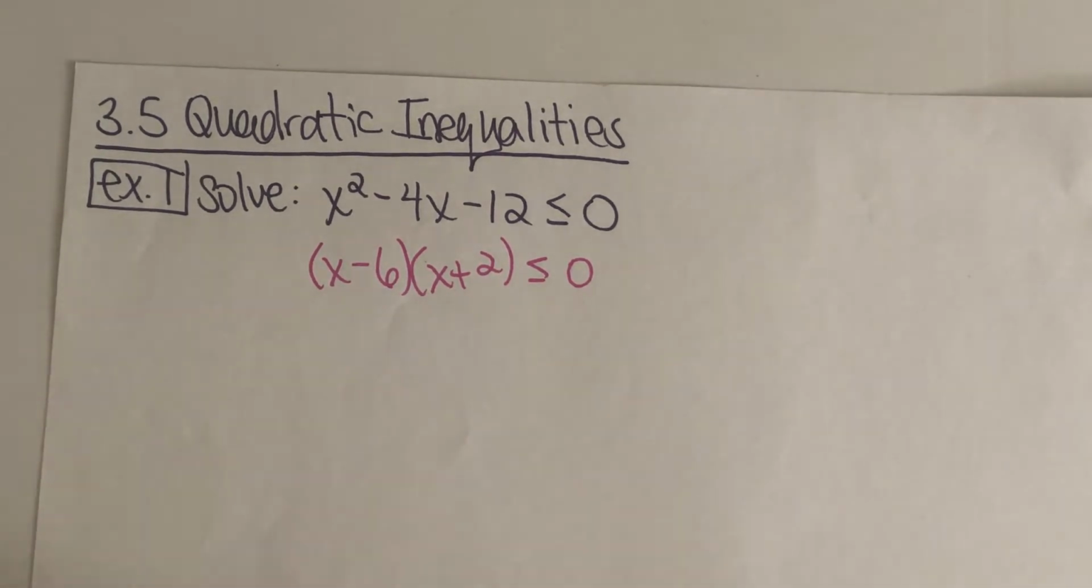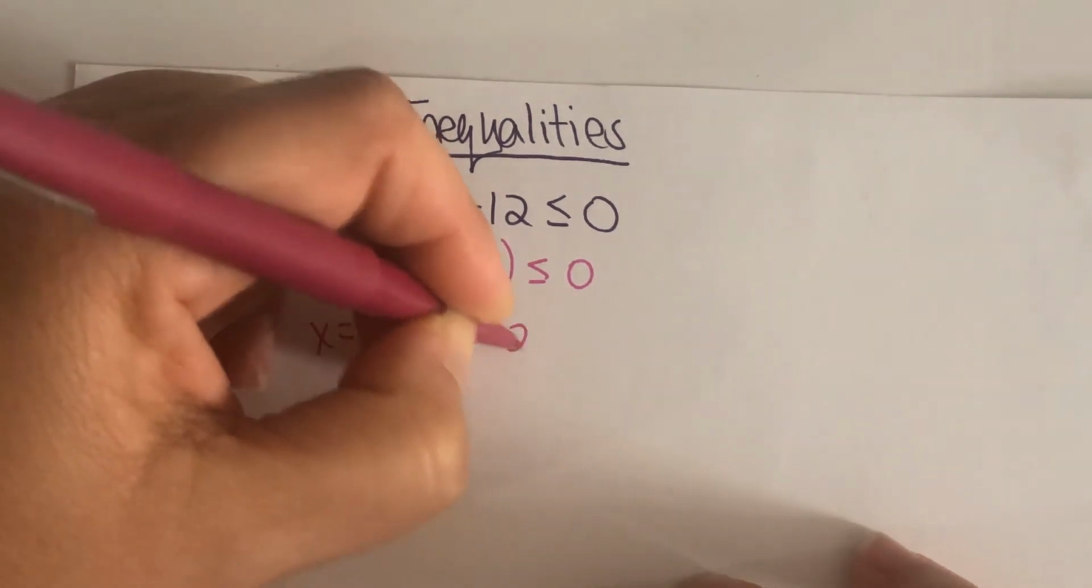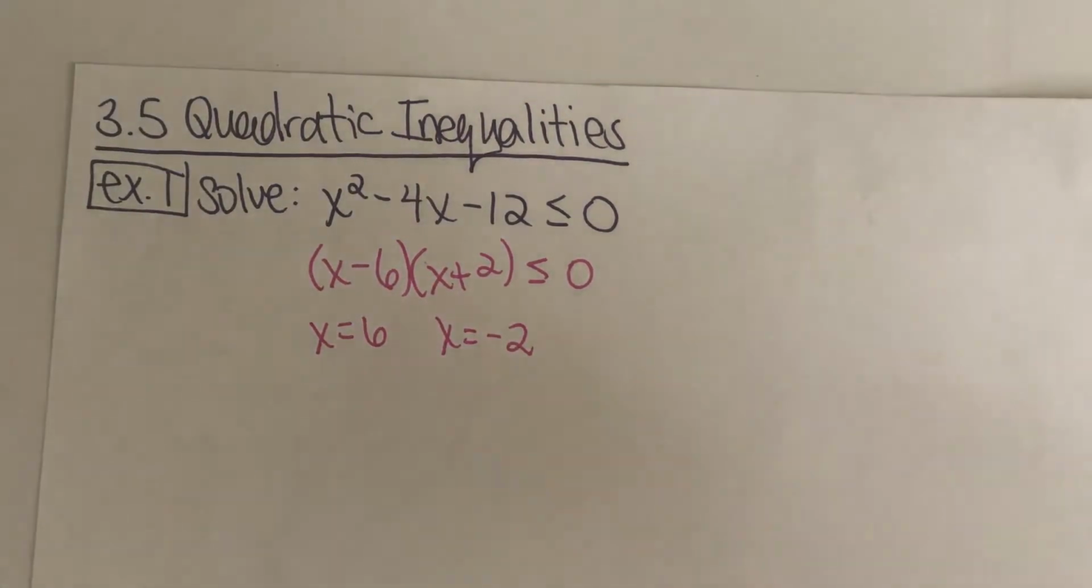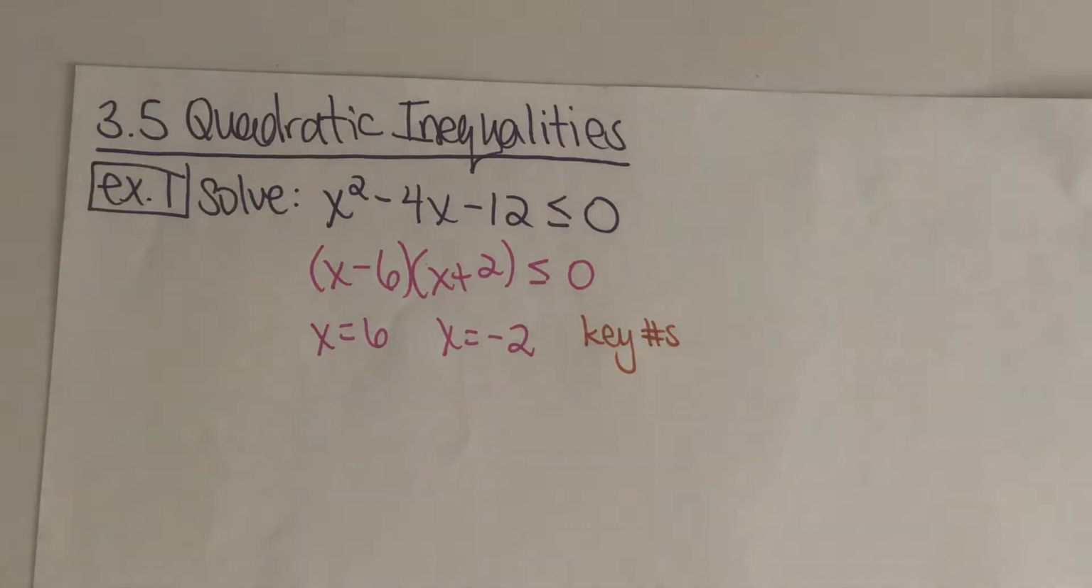Next thing is to find the key numbers. That's the values where this thing would equal 0. Those are called key numbers. I'm never going to test you on that, but I am going to refer to them as key numbers, so it's a good thing to know probably. Okay, so what would make the polynomial equal to 0? Those are the key numbers.